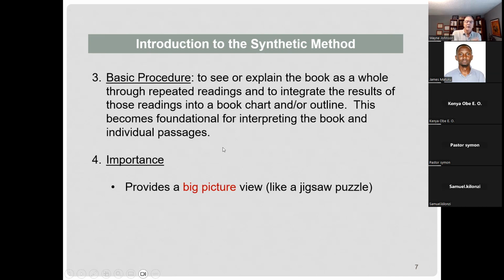The importance of the synthetic method is that it provides that big picture view. Think of it as a jigsaw puzzle. We probably all have done jigsaw puzzles. And imagine that somebody had given us a box with 500 cut pieces, but there was no picture on the box. And so our task was to put that puzzle together without having seen a picture of what we're trying to put together. If you've done a jigsaw puzzle, you know that would be difficult.